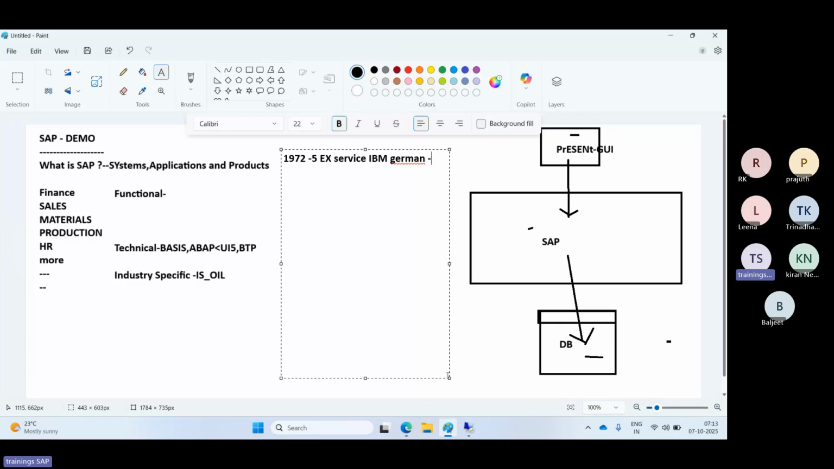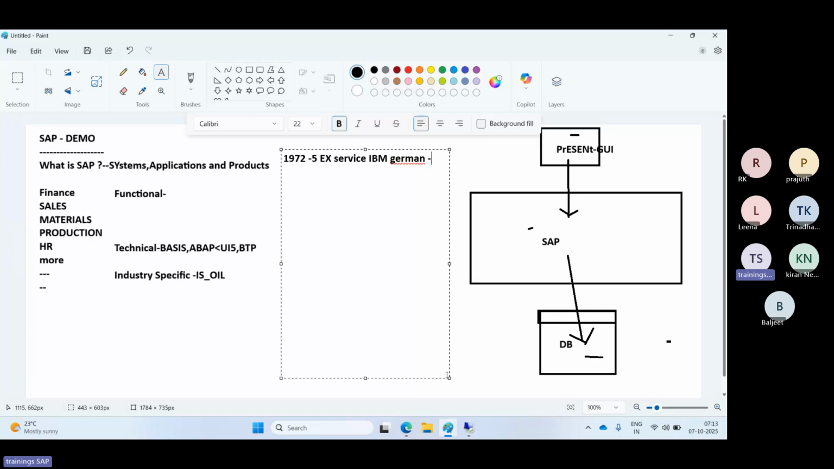SAP was founded in 1972, almost 53 years ago, by West German people. That's why it's German software, not Indian or US software. It's a software company based in Germany.